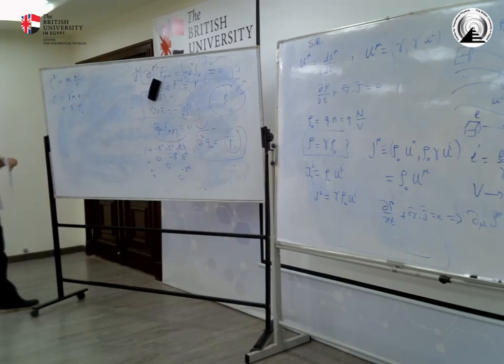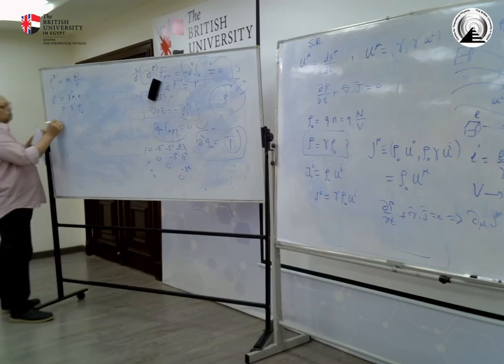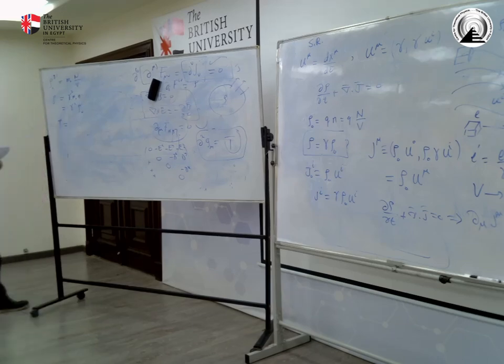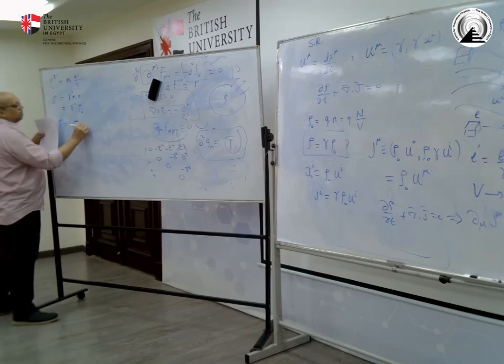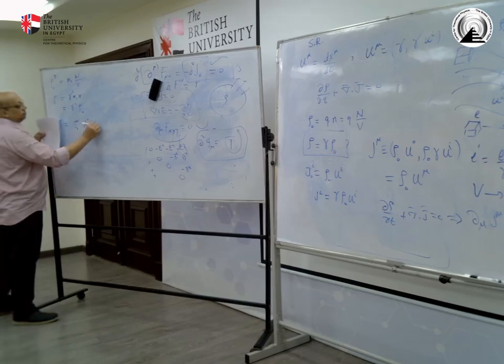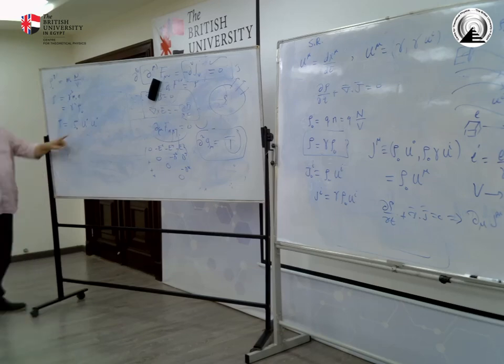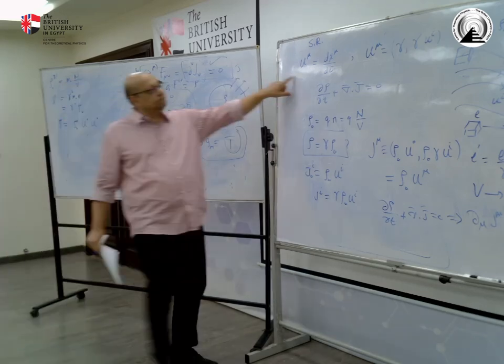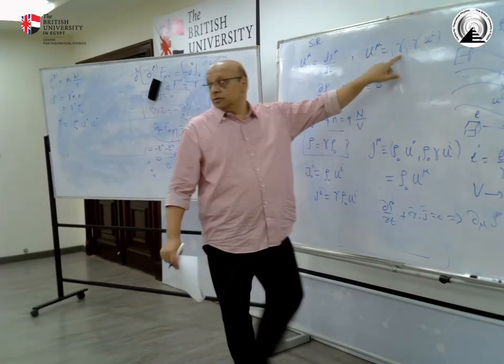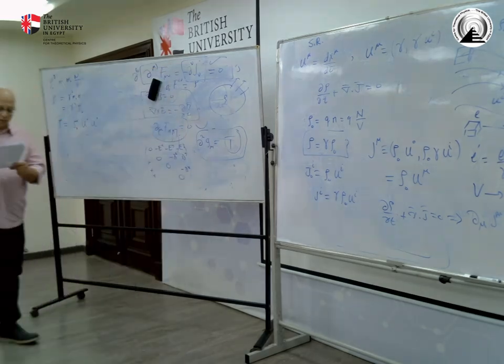So in other words, my new rho is going to be rho zero u^0 u^0. These are the zero components of the four velocity, which we have defined here, the zero component of the four velocity. Just a moment.